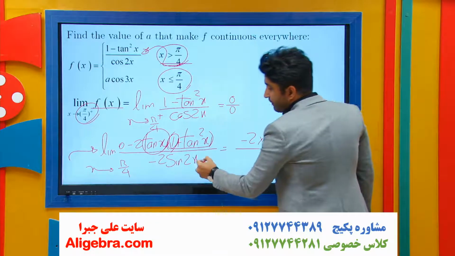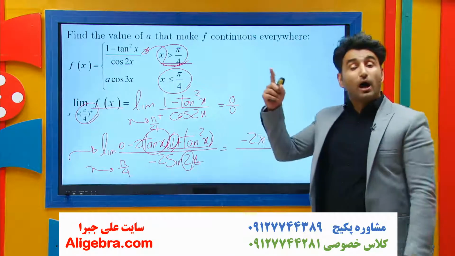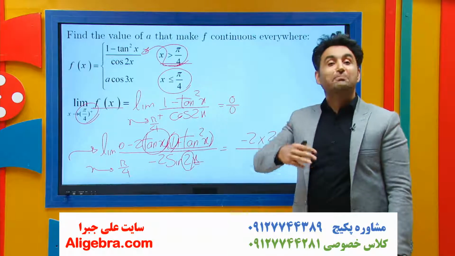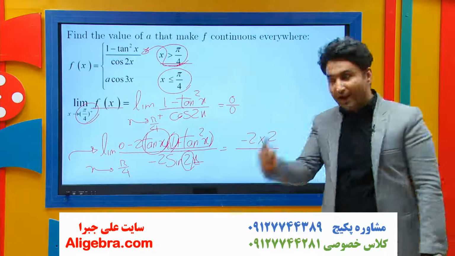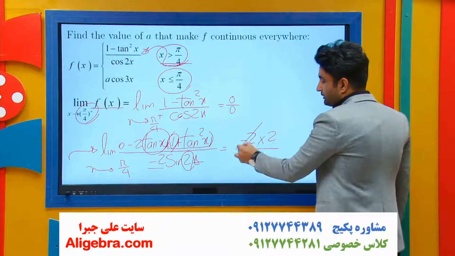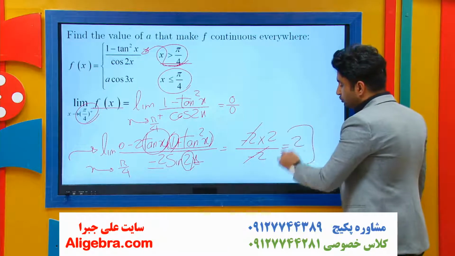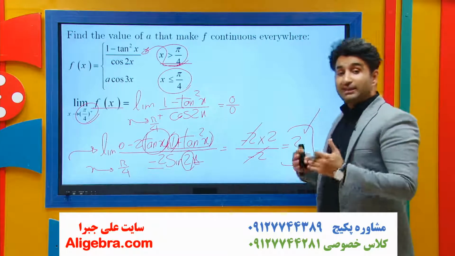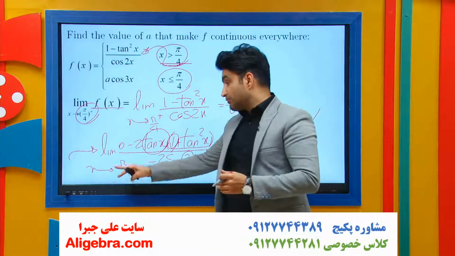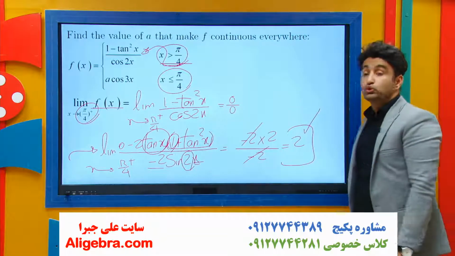On the bottom, 4 over pi times 2 gives me pi over 2. Sine pi over 2 equals 1. And 1 times minus 2 gives me minus 2. Minus 2 on top, minus 2 on the bottom, cancel each other, and 2 is left. So the limit of f of x as x approaches pi over 4 from the right is equal to 2.